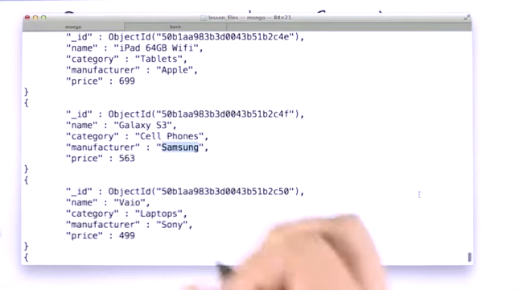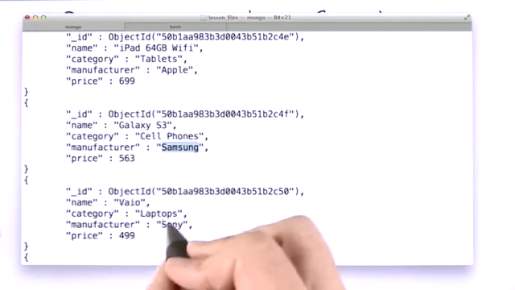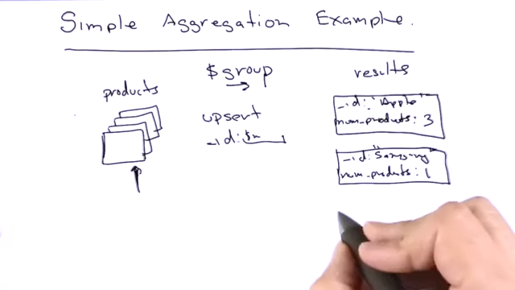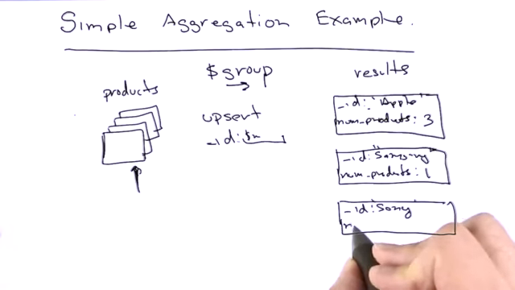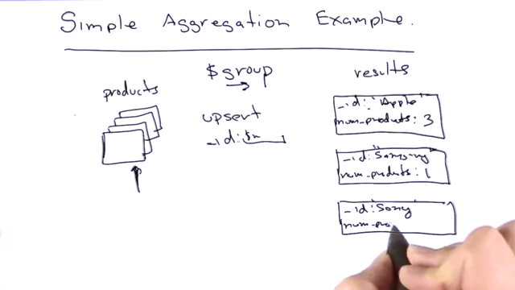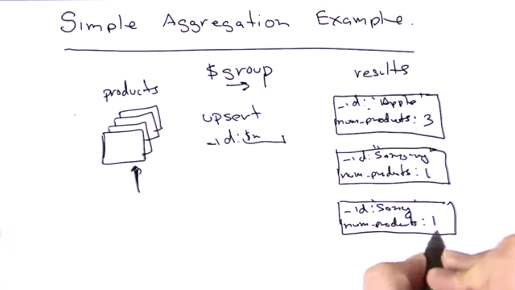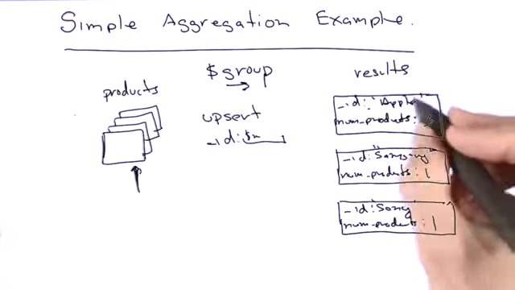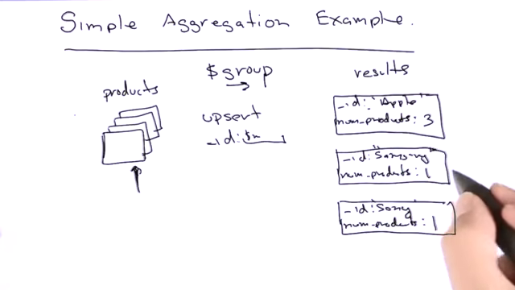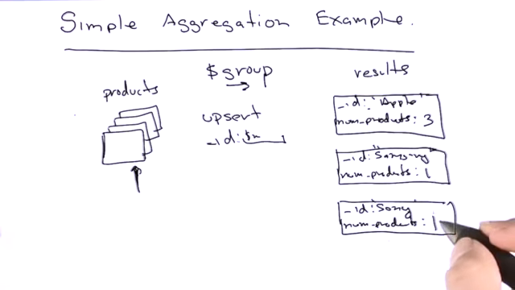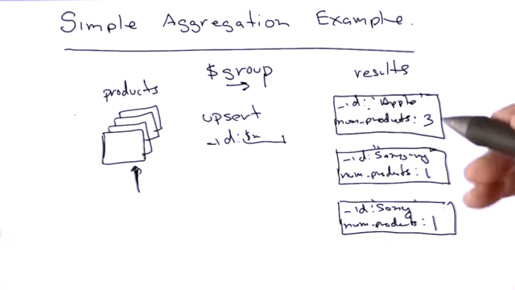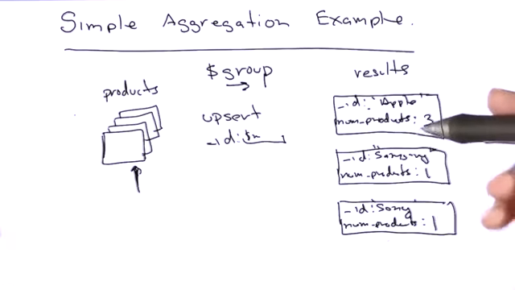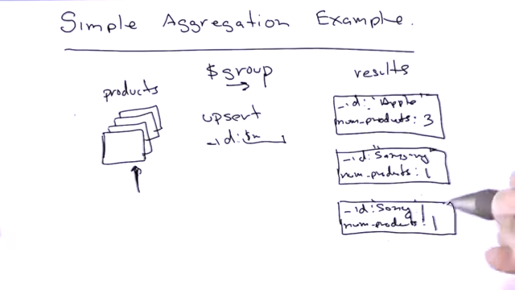The next one is a product from Sony. So we're going to look for a document with _id of Sony. We're not going to find one, so we're going to create it, _id of Sony, and then initialize it to be numProducts 1, because of that sum operator again. When we're done, we're going to get a resulting set of documents that's going to run to the next stage of the pipeline. And that set of documents is going to have an _id equal to the manufacturer of each of these products, and numProducts is going to be the number of products that each manufacturer manufactured.